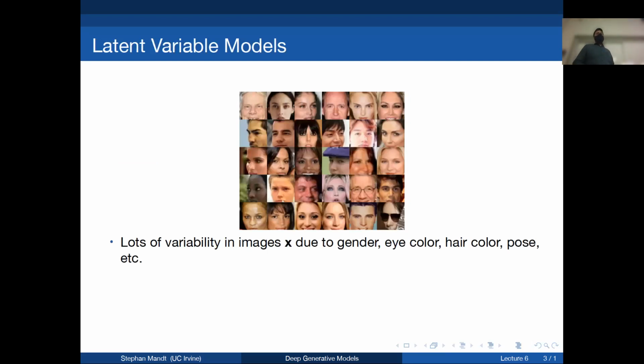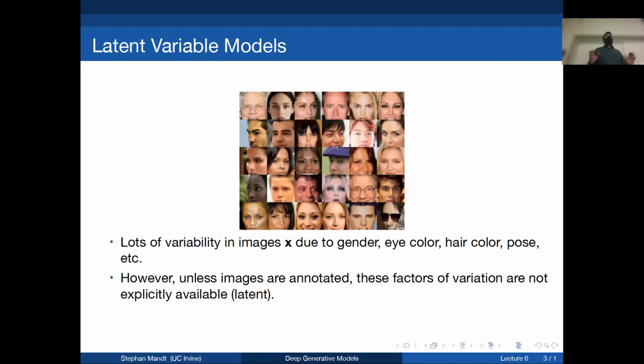Let's talk a little bit more about this idea of latent variable models. Oftentimes we are faced with large data sets of unstructured data, such as face images. And so there's a lot of variability in X. For example, these faces could be different due to gender, eye color, pose, hair color, many factors that are just overwhelming to specify.